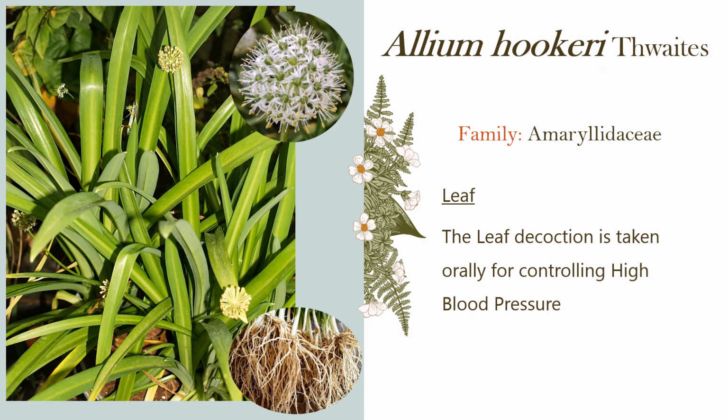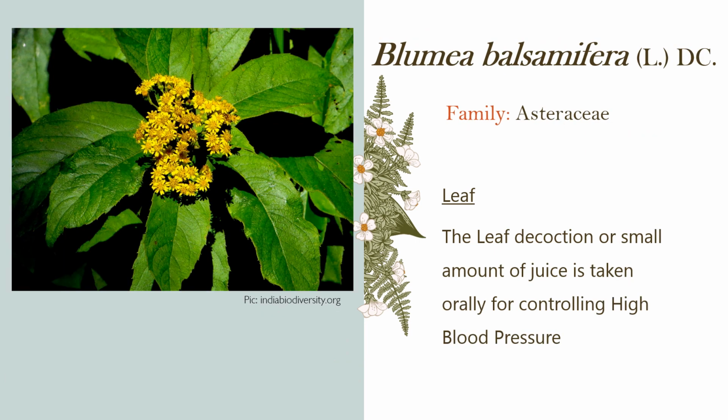So the next plant is Allium hookeri. This plant has got a high medicinal value apart from using against the high blood pressure. So in this case, the leaf is used. So the leaf decoction is taken orally for controlling the high blood pressure. So Blumea balsamifera, it comes under the family Asteraceae. Here the leaf is used. So the leaf decoction or a small amount of juice can be taken orally to control the high blood pressure.